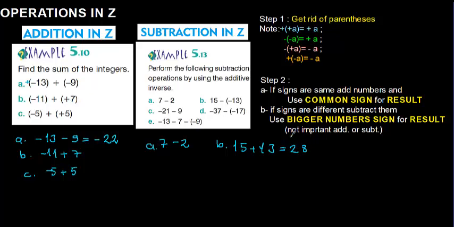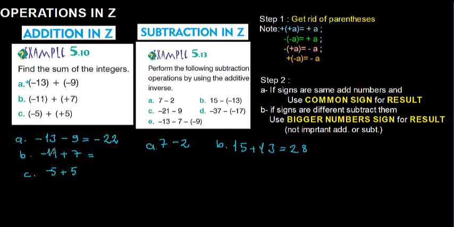And when there is no sign, we understand that the sign is plus, and we use the common sign here. The sign is plus, here the sign is plus, so I use the common sign, but the common sign is not written. And the second one, if the signs are different, subtract them.